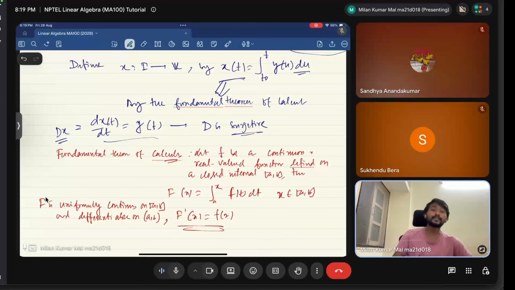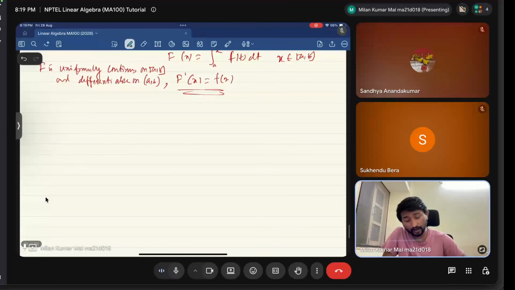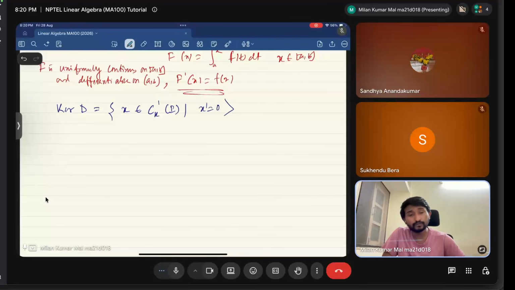But whether D is injective or not? D will be injective if and only if the kernel is 0. So let's calculate the kernel. The kernel of the map T is all those functions coming from C k 1, continuously differentiable functions over the interval I, such that the derivative is equal to 0.